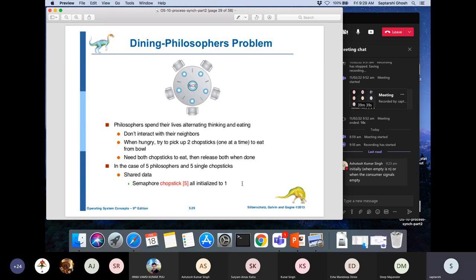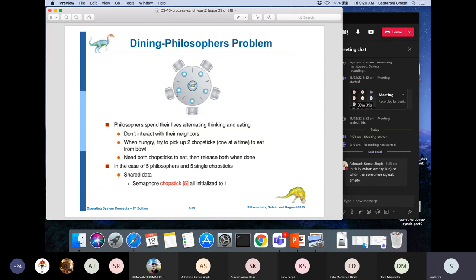Again, let me clarify. This is not the only solution to the problem. Some of you might say, can't we have just 1 semaphore with the value 5? Maybe you can. Feel free to think along those lines. But we are just describing a simple solution, which is easy to understand. There can definitely be other solutions. I hope the problem is clear.